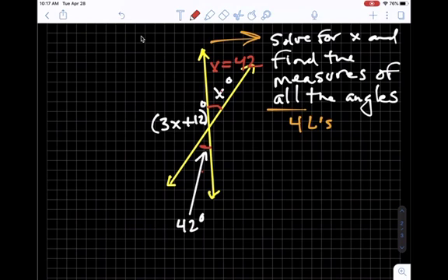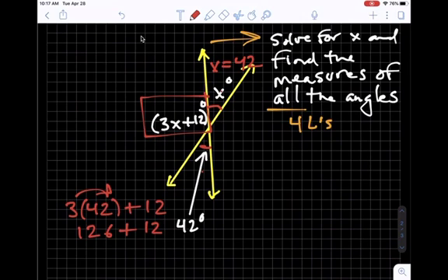So I know that this x is 42. And so there's a couple different ways you can approach finding out what this is. All right? So the easiest way would be to say, okay, let's take 3x plus 12 and substitute 42 in for it and see what that gives me. So if I go 3 times 42 plus 12, 3 times 42 gives me 126 plus 12 gives me 138, and that makes this 138 degrees right here.